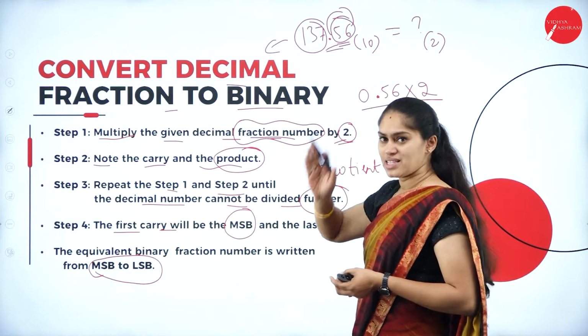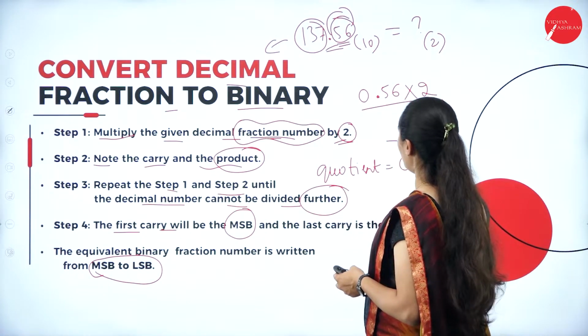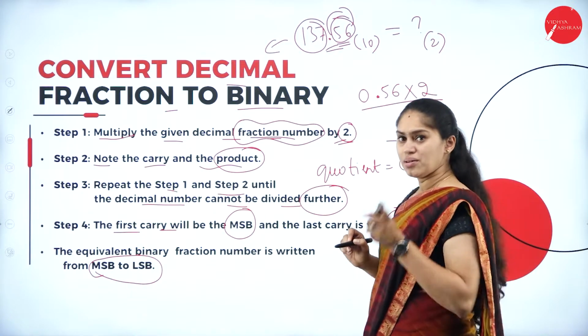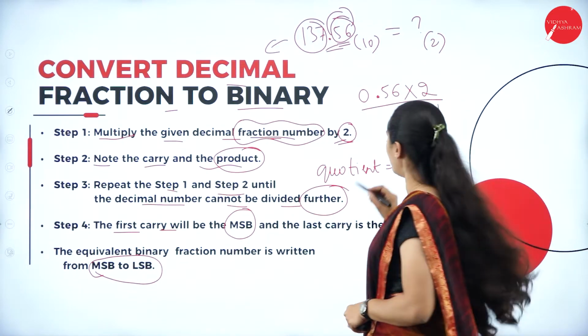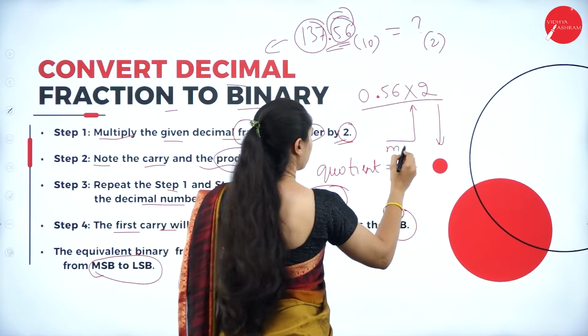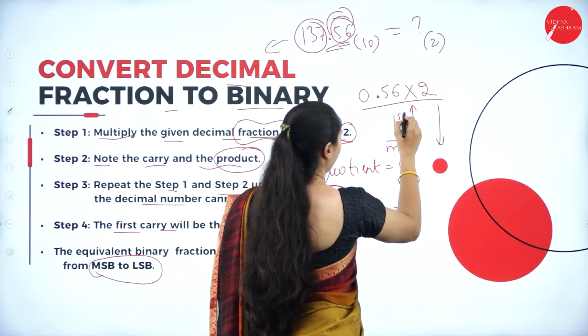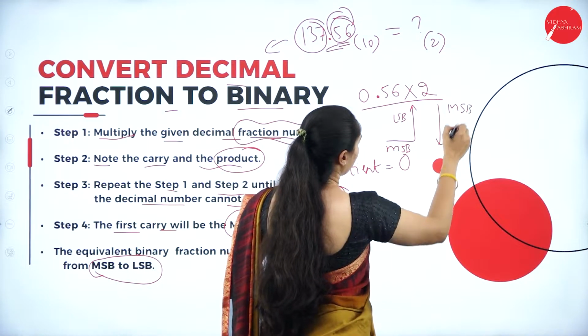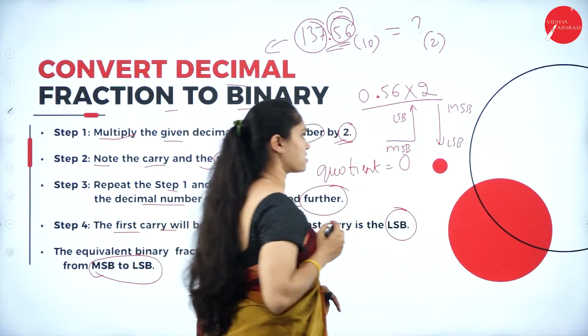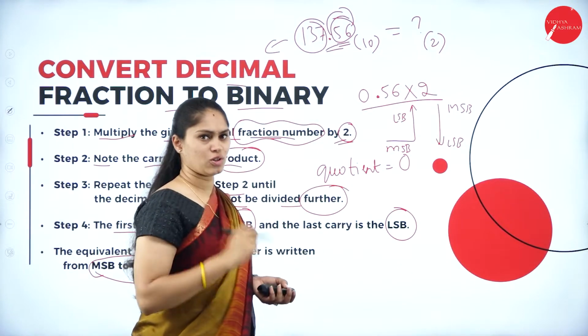So for decimal to binary, the output will be written like this. For decimal fraction to binary, we have to write like this. Why? Because in decimal to binary, the MSB will be here and the LSB will be here. For decimal fraction to binary, the MSB will be here and the LSB at the last. So this is the difference you need to remember.